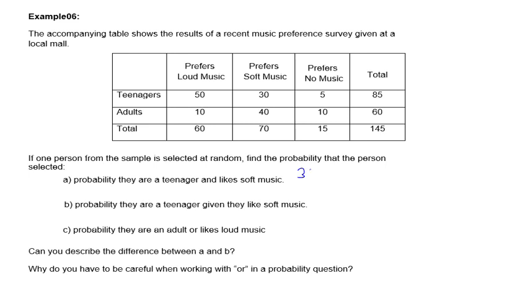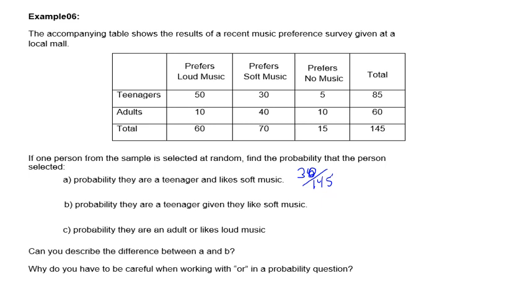So there are 30 ways to pick a teenager liking soft music. There are 145 ways of choosing somebody. So 30 over 145, I will let you convert that to a decimal number.